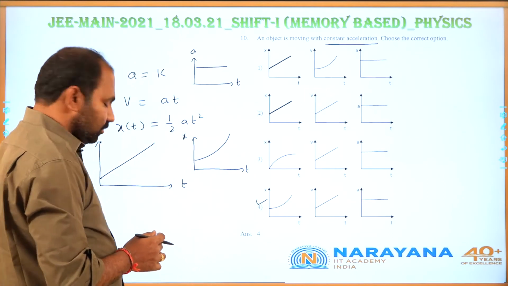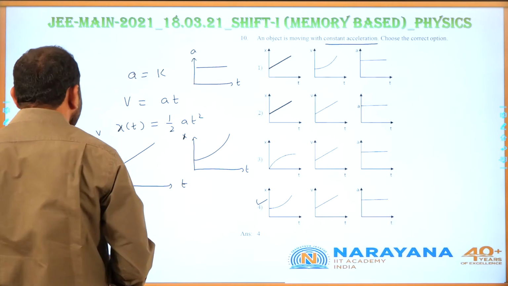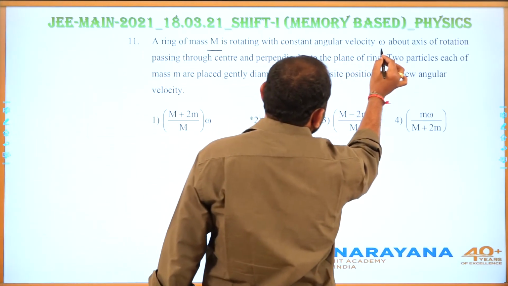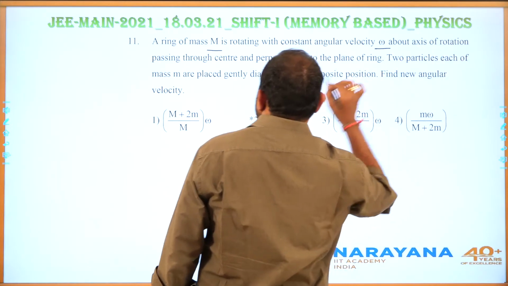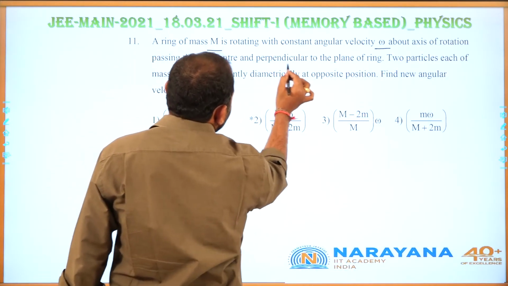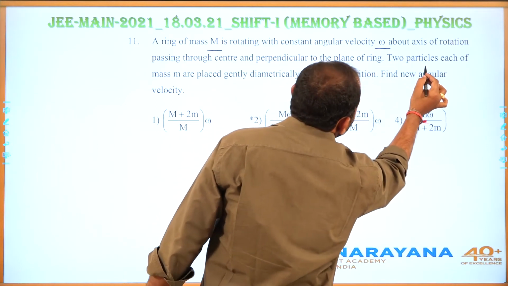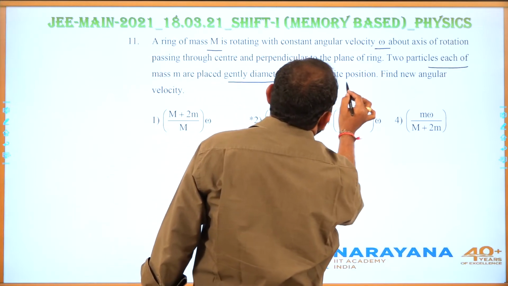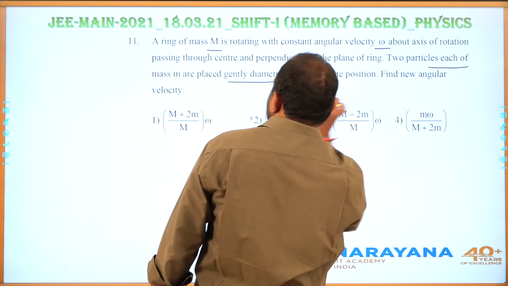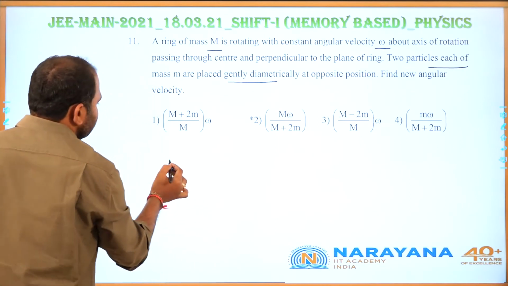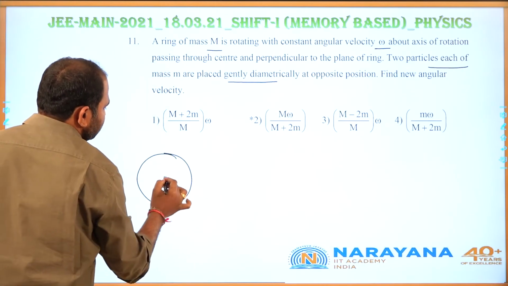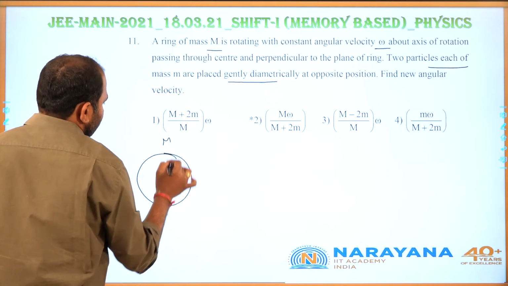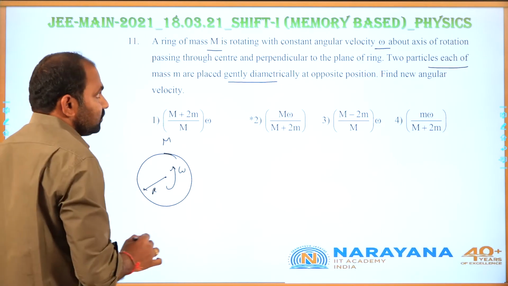Let us go to the 11th question. A ring of mass M is rotating with constant angular velocity omega about an axis of rotation passing through the center and perpendicular to the plane of the ring. Two particles, each of mass m, are placed gently at diametrically opposite positions. Find the new angular velocity. So initially the situation is like this. The ring is revolving with angular velocity omega. It has mass M. Assume r is its radius.